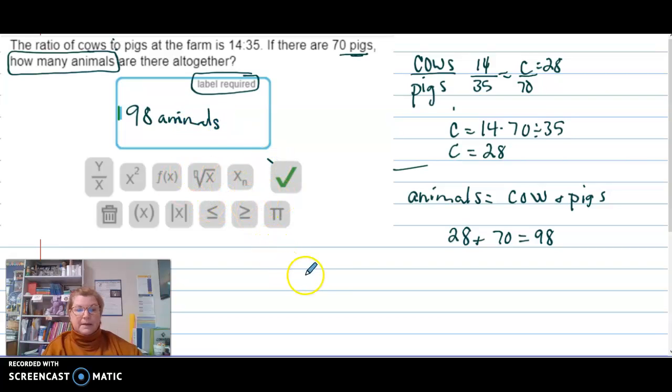Okay, my writing pad doesn't work very well. Please do not just look at this and go, oh, cows to pigs, 14 to 35, 70 pigs, and enter the answer of 28. Make sure you read, and you have to know what your numbers are representing in your work. I put C for cows and thought, oh no, they don't care how many cows. They want to know, if there are 70 pigs on the farm, how I can figure out how many cows and then add my answers together. So this is a two-step problem.